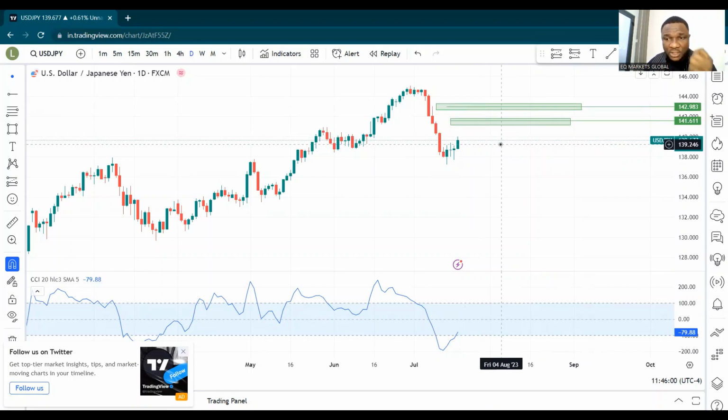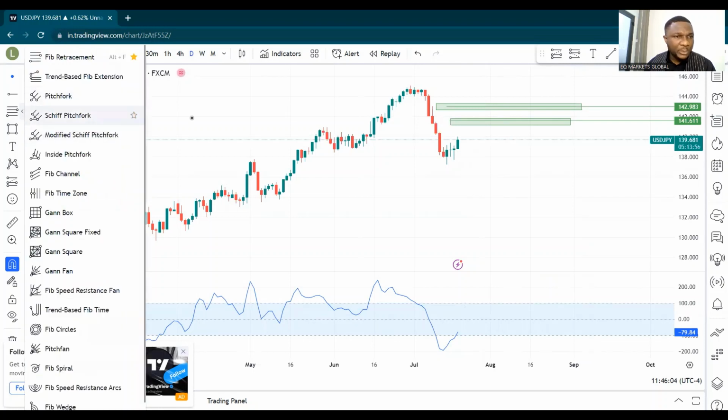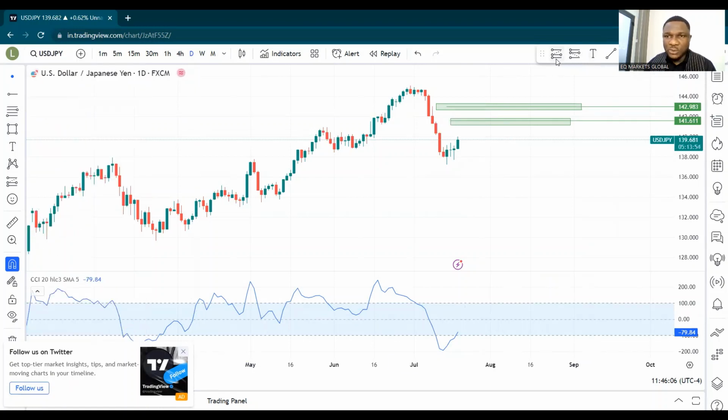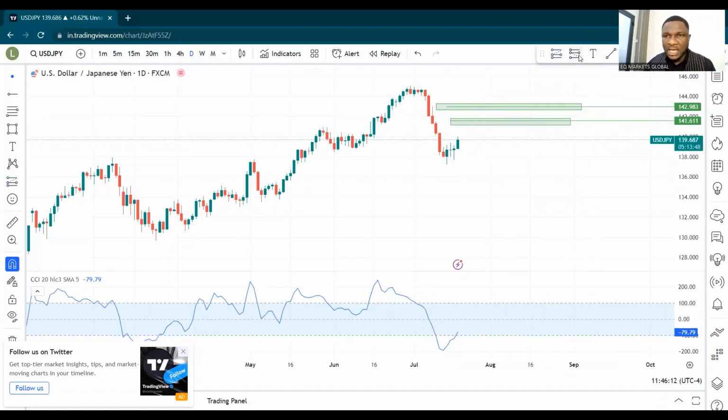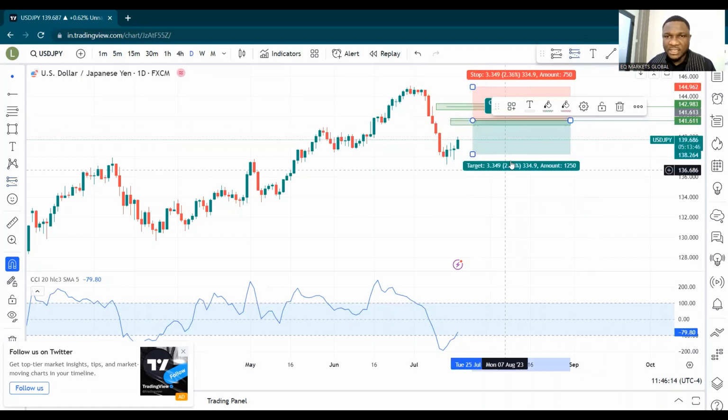No confirmation, no entry. So what would I do? I would simply be looking out for a sell opportunity on those zones. And this is how I'm going to be trading this, guys. This is how exactly I'm going to be trading this, right?